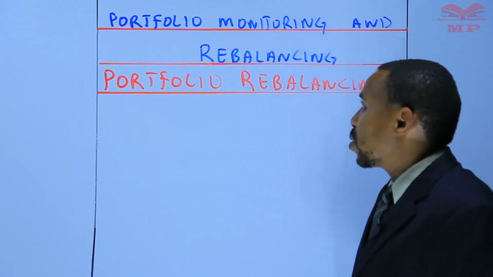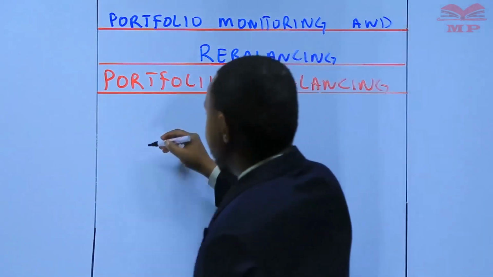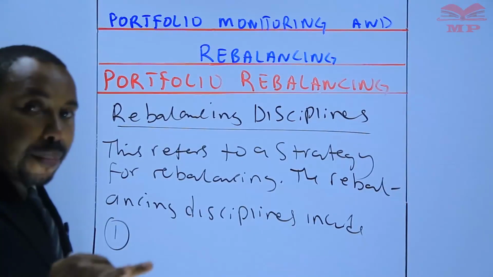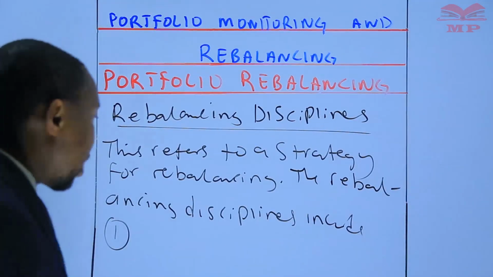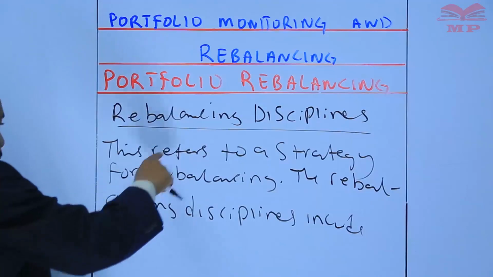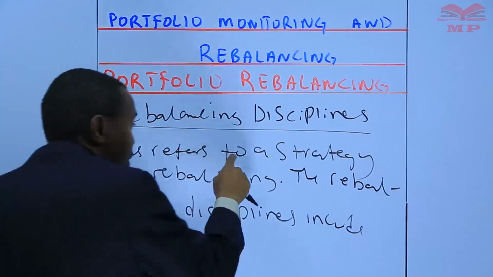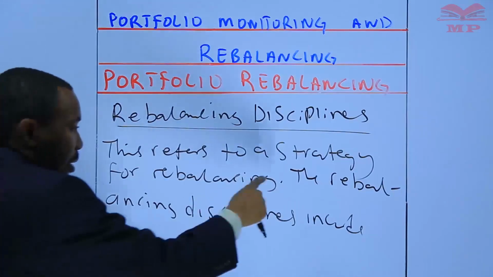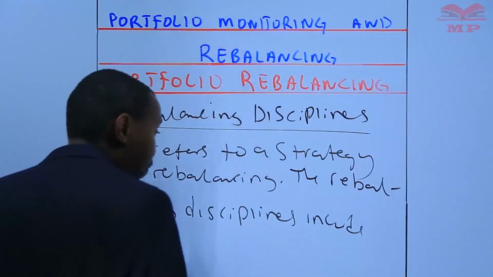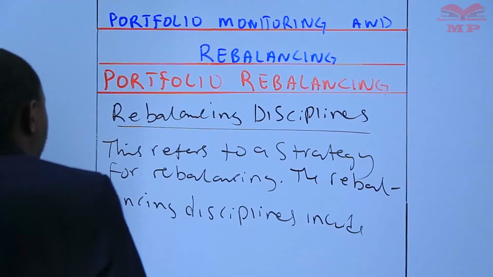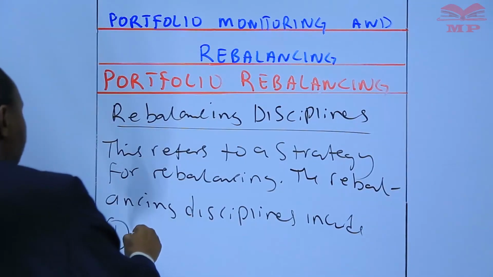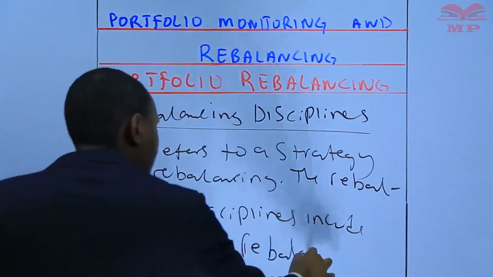We are going to learn about rebalancing disciplines: number 1, calendar rebalancing, and number 2, percentage of portfolio rebalancing. So we are saying that rebalancing disciplines refers to a strategy for rebalancing, and there are 2 of them. Number 1 is calendar rebalancing, and number 2 is percentage of portfolio rebalancing. So number 1, calendar rebalancing.